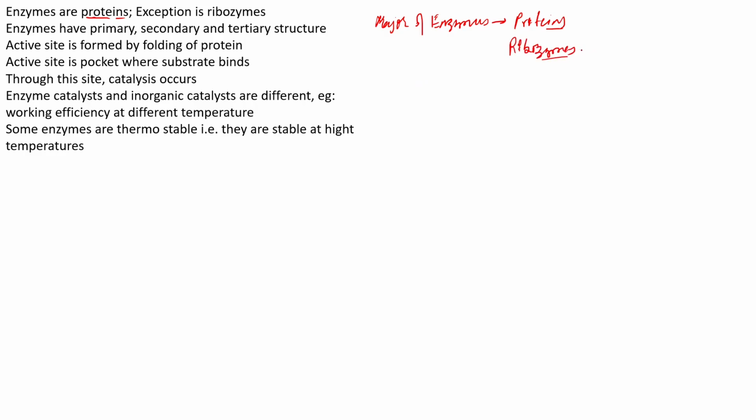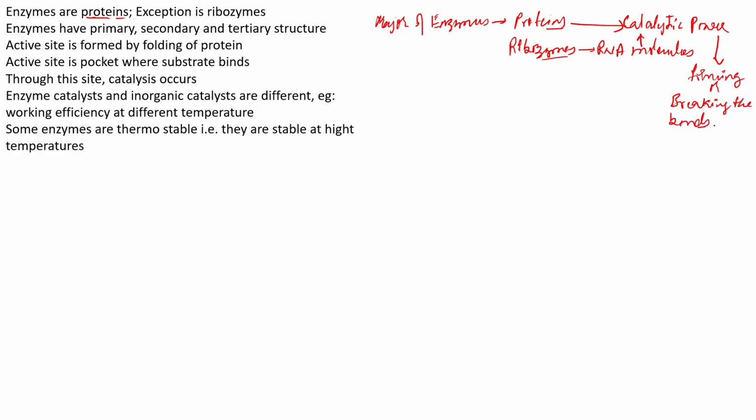Now ribozymes are basically RNA molecules, and these RNA molecules do have catalytic power, or catalytic ability, right? Similarly, even proteins also show this catalytic power. So what do you mean by catalytic power? That is forming and breaking the bonds. That is what we mean by the catalytic power, right? So ribozymes are the RNA molecules which show an exception to this particular rule.